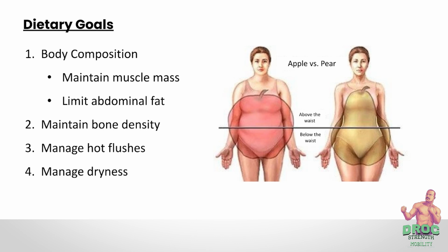In the next 2 modules, just to give you a little heads up, we're going to have a look at some more dietary goals. We're going to have a look at body composition, how the changes can affect our muscle mass and our abdominal fat distribution, how to maintain bone density, different dietary managements for hot flushes, and some managements for dryness as well. I'll chat to you again soon.